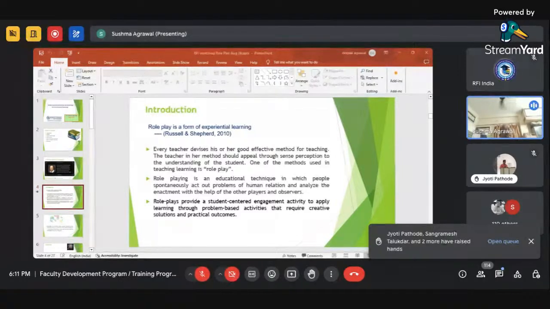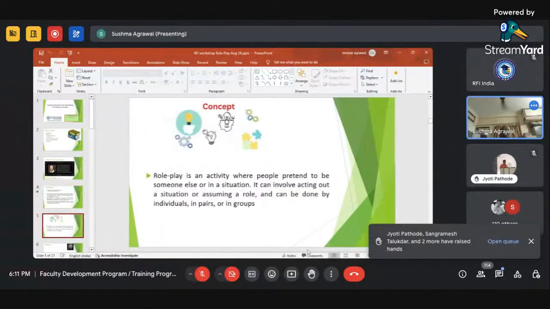Further, it has been suggested that it is a student-centered activity to apply learning through problem-based activities. So there are problem-based activities, we try to find out the solution for it, and role play comes and performs in that manner. I will discuss more in the later slides.